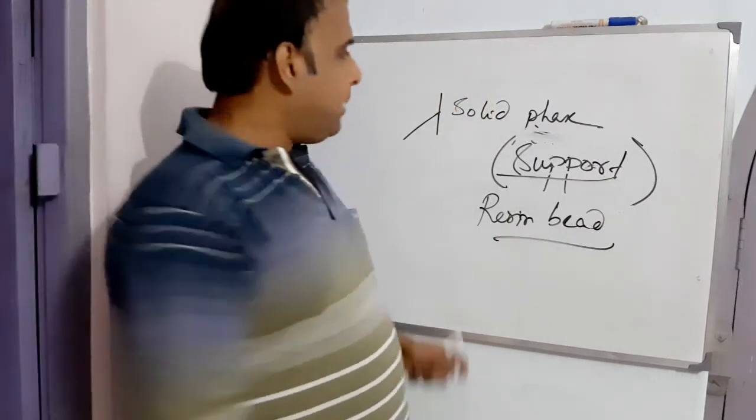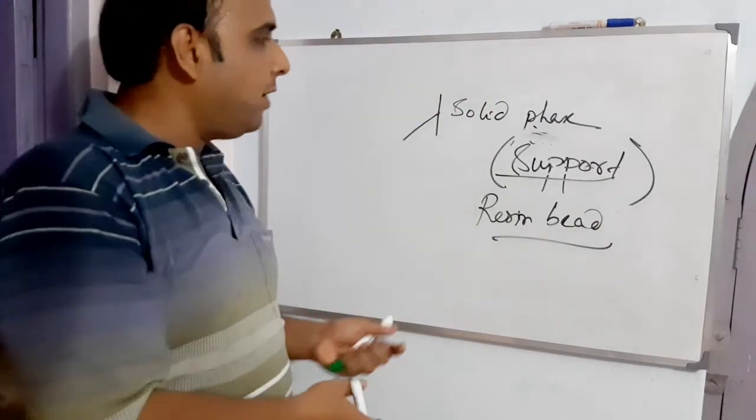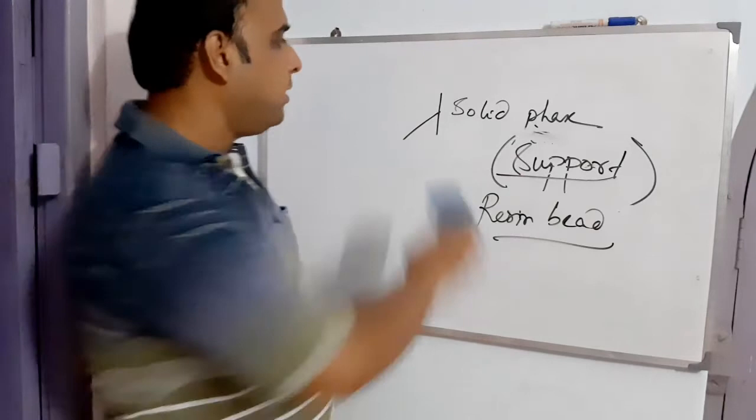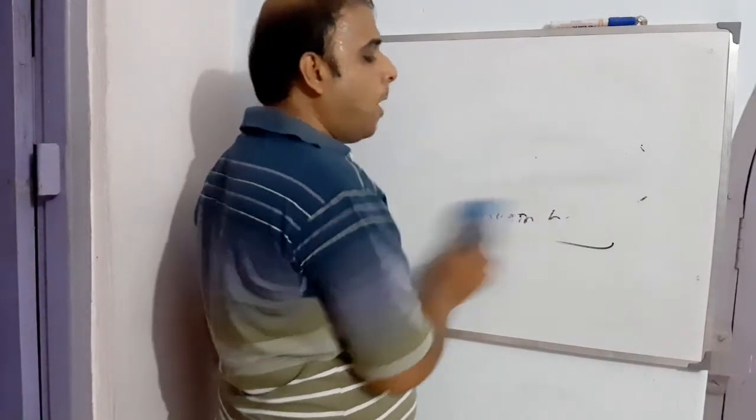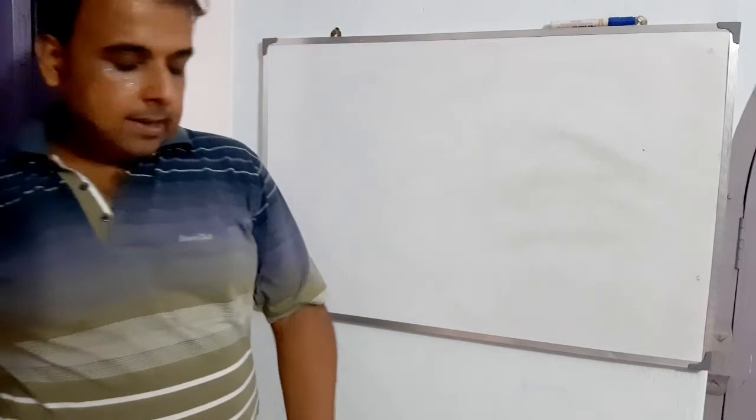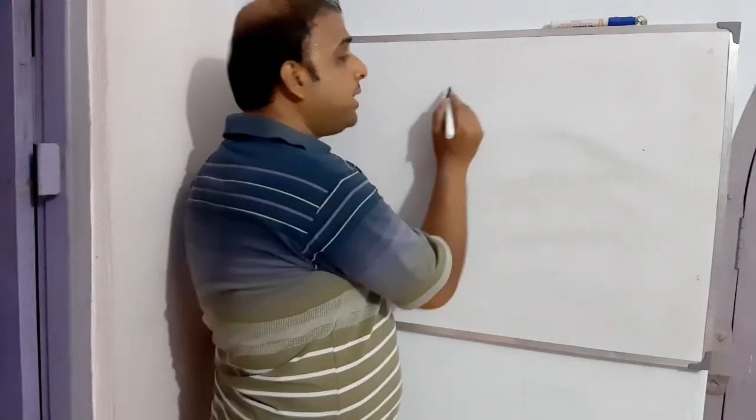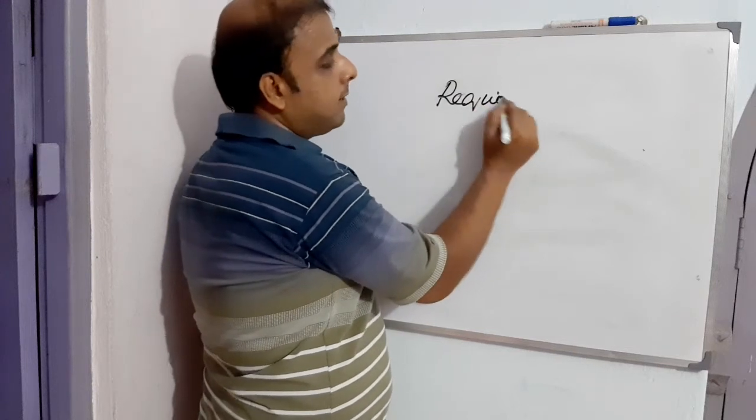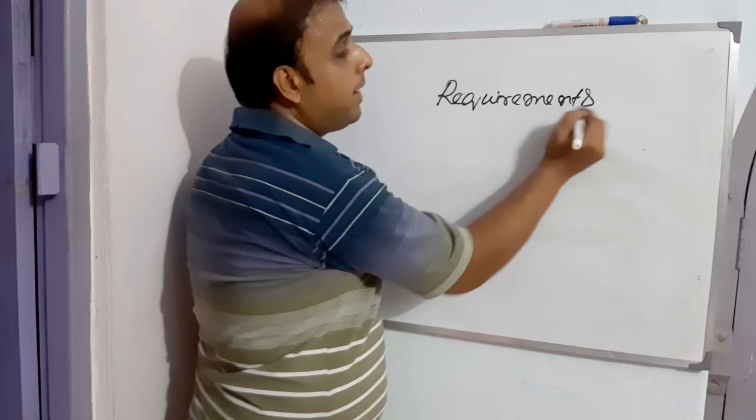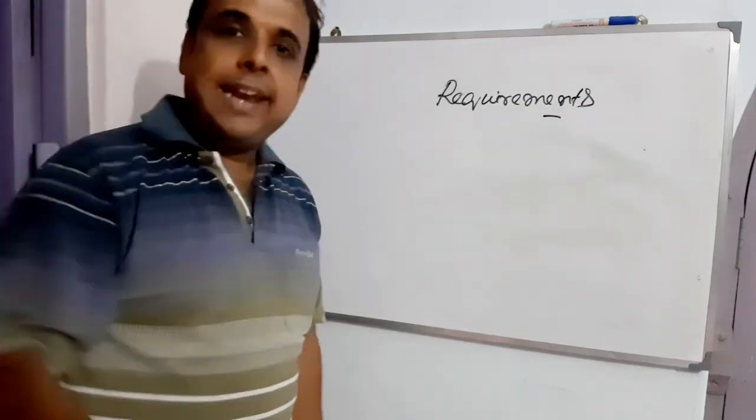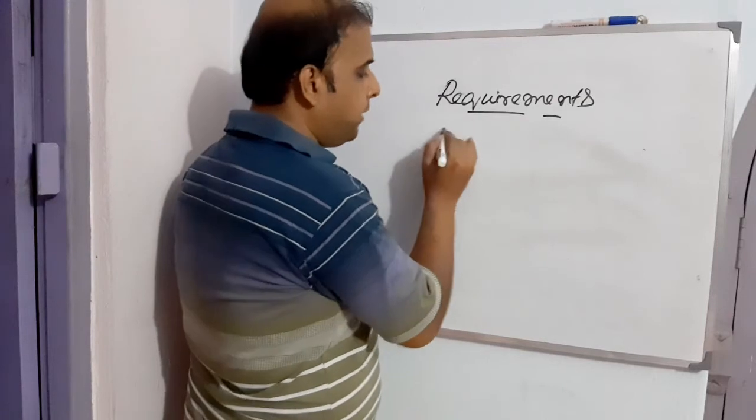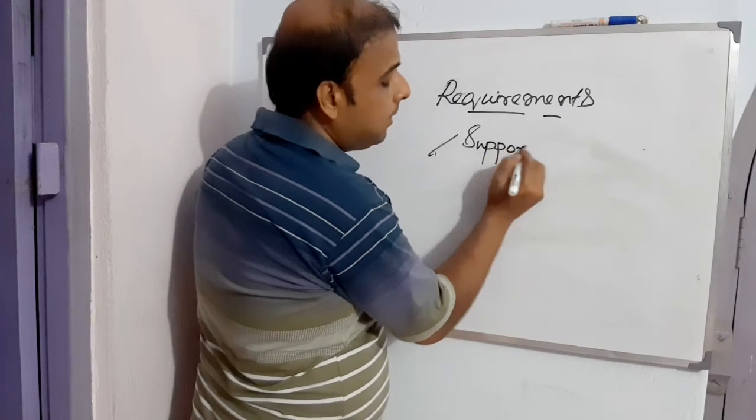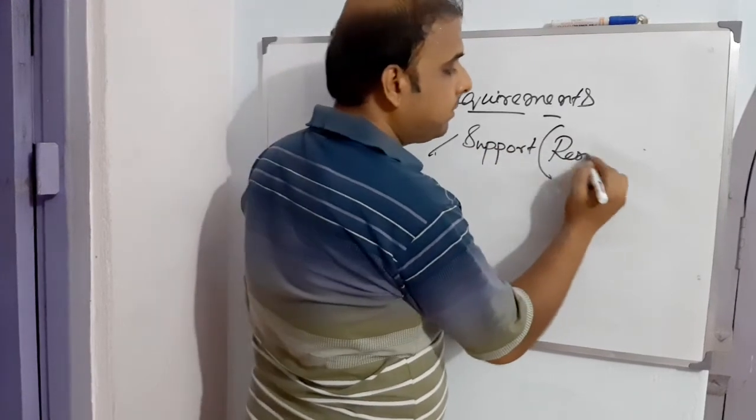Resin bed. Now let me tell you what are the basic requirements of solid phase combinatorial synthesis. Once we are done with the requirements, then we'll see how this can be operated. So the various requirements of solid phase parallel synthesis: first and foremost, you need a support, or support material, that is nothing but the resin bed.